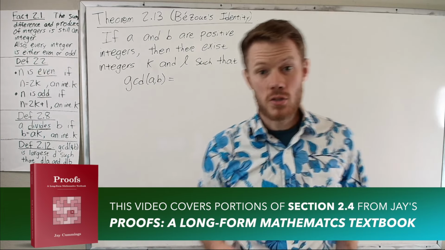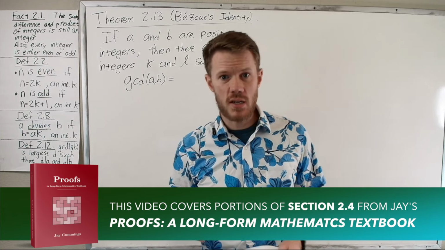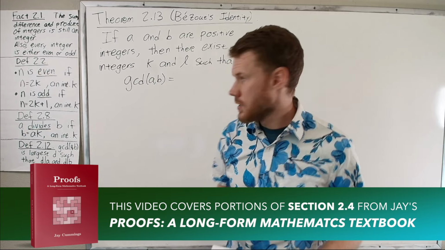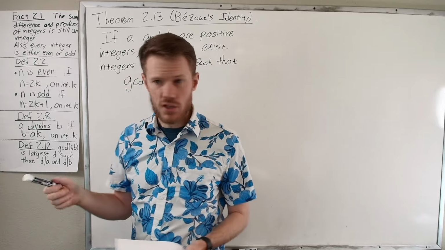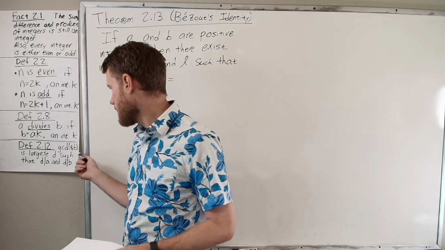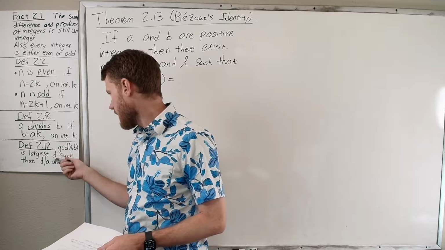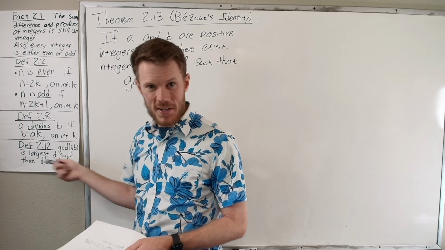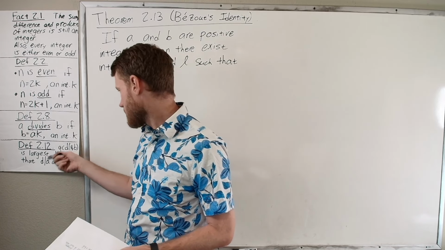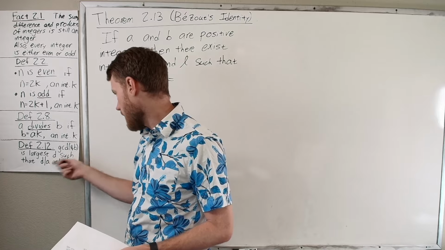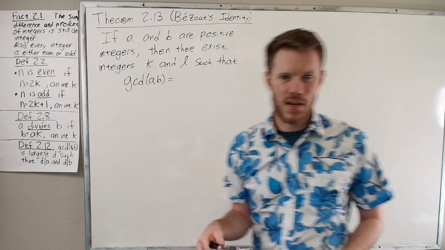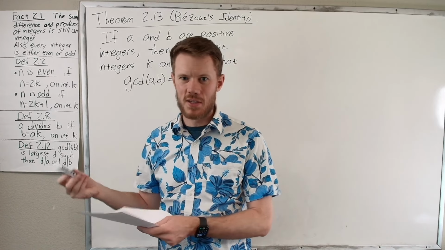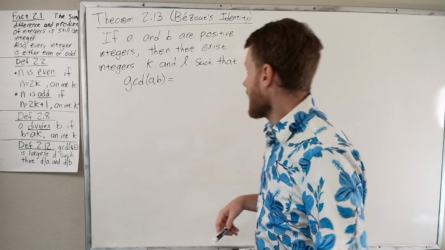Hello, welcome back. So we are continuing our discussion of greatest common divisors. Definition 2.12 said that the GCD, that's the notation, of two integers a and b is the largest integer d that is a common divisor. Okay, so that means the largest d such that d divides both a and b. Makes perfect sense based off the name. The greatest common divisor is the largest thing which is a common divisor.